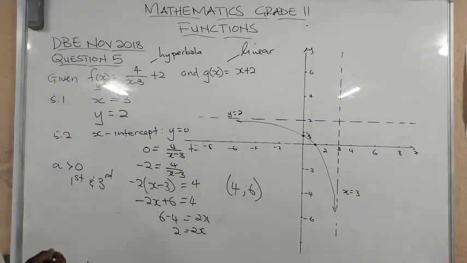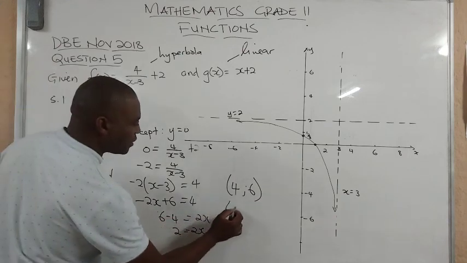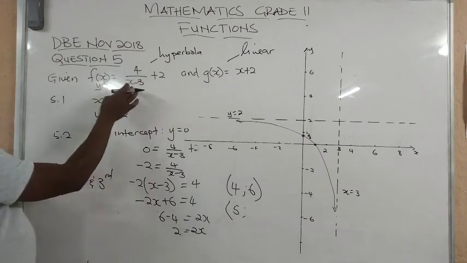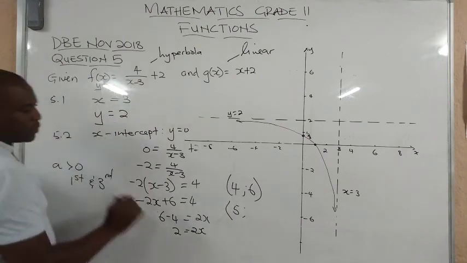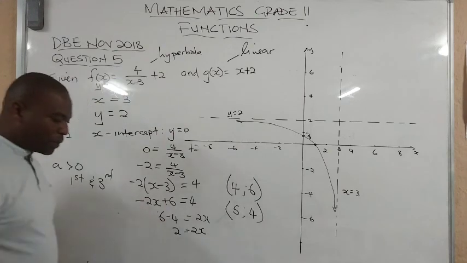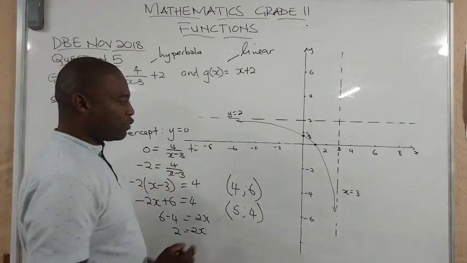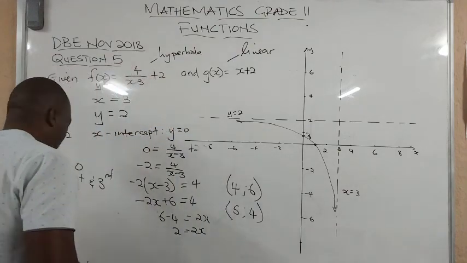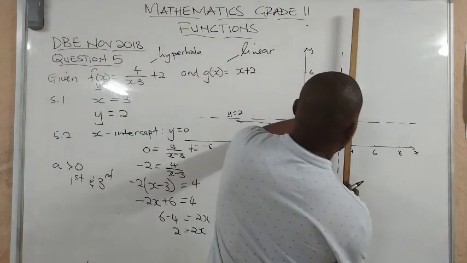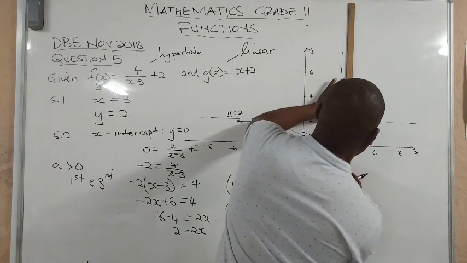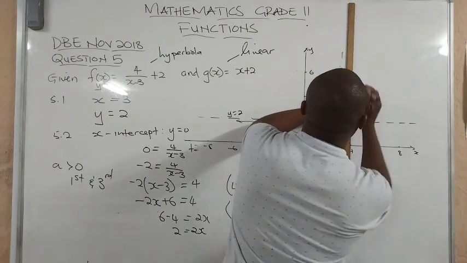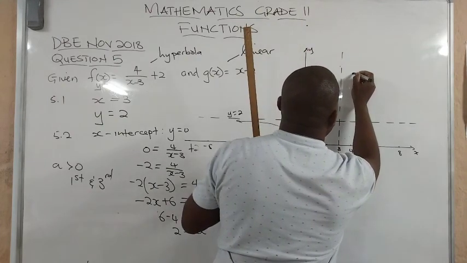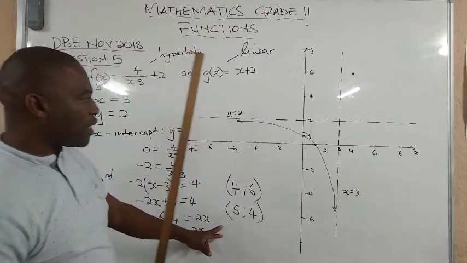We can as well choose 5 is convenient. 5 minus 3, that's 2. 4 divided by 2, that's 2. 2 plus 2, 4. And 2 points, they are enough for us to sketch this graph. So we need point (4, 6), which is there. And point (5, 4).